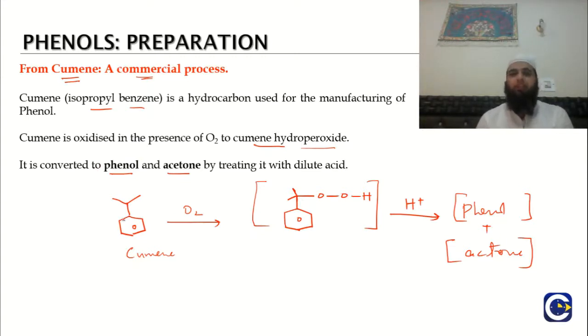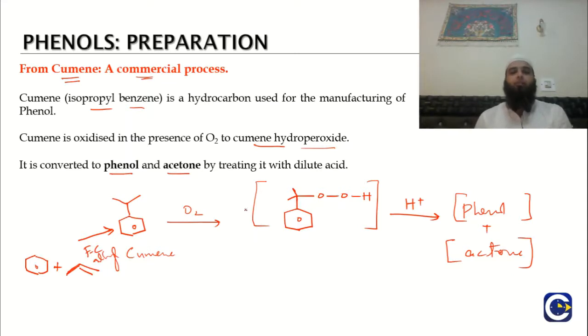So we are starting the reaction from cumene, and this cumene can be prepared by the Friedel-Crafts alkylation. If we take benzene and react it with propene, or propylene, which is also called propylene and the IUPAC name is propene, the reaction is a Friedel-Crafts alkylation reaction. From this reaction we get cumene.